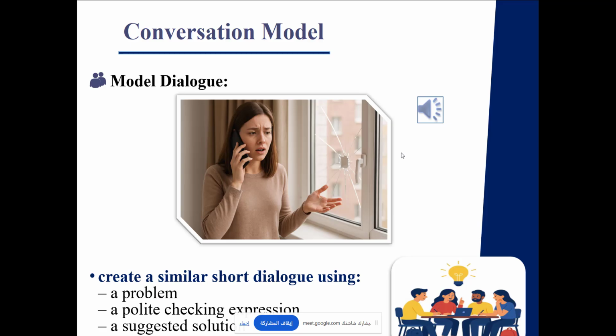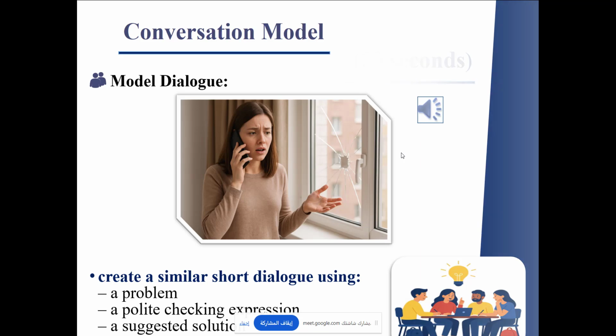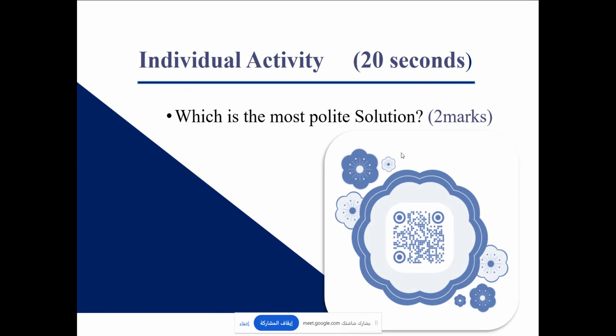After listening, you will create your own short dialogue following the same structure. Now let's do an individual task. You will choose the most polite solution by scanning the QR code on your screen. You have 20 seconds. This activity counts for 2 marks. Yes, let's see your answers. Yes, very good. Most of you answered correctly.